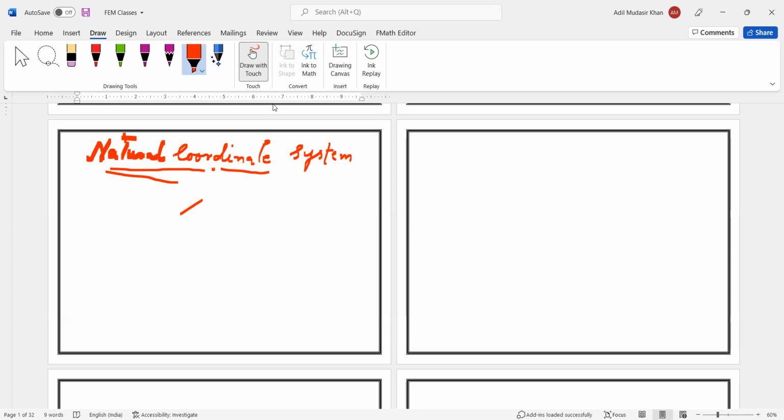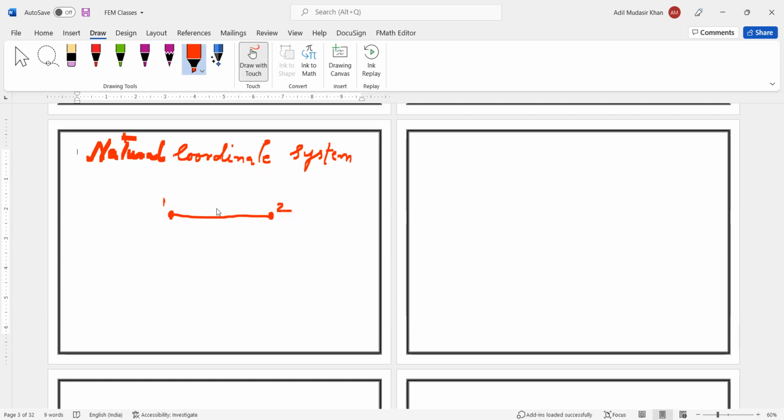So what we do, we define a coordinate system. Let us draw a line. Let's suppose we are having an element. This is a node of the element. This is another node of the element. This is node 1 and this is, say for example, node 2.